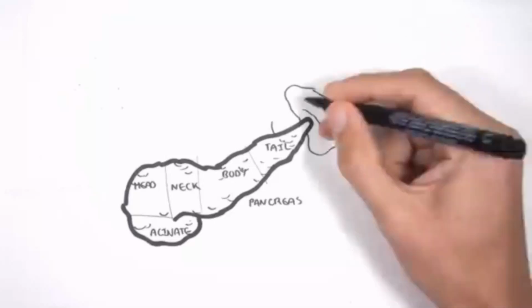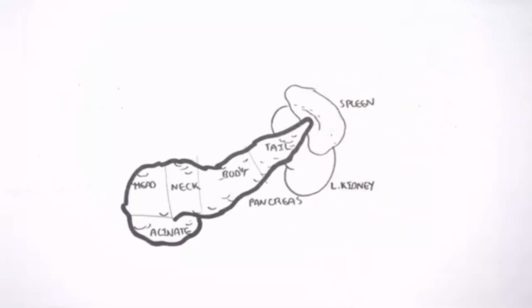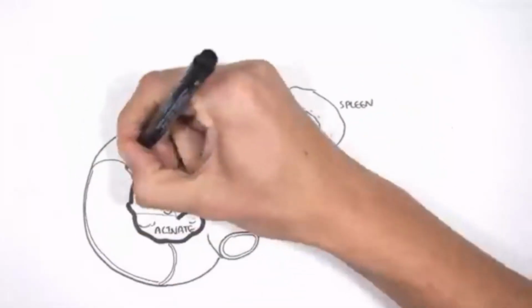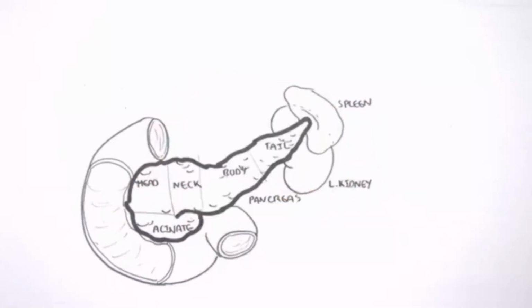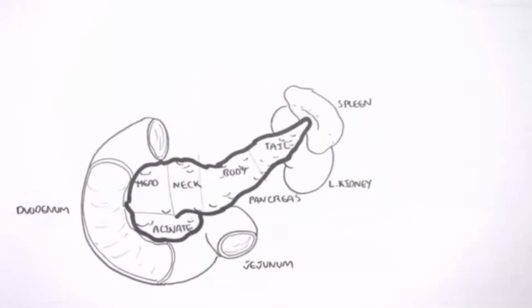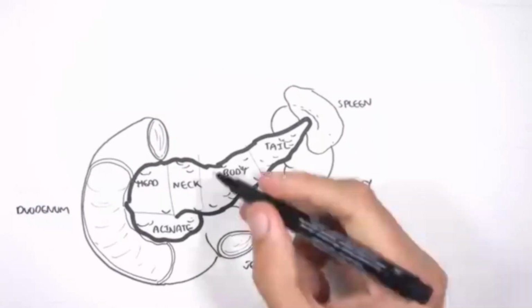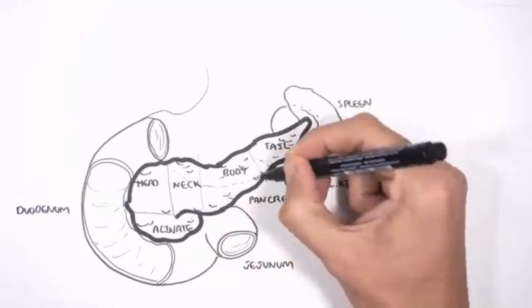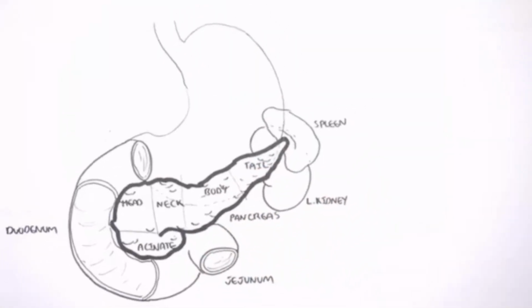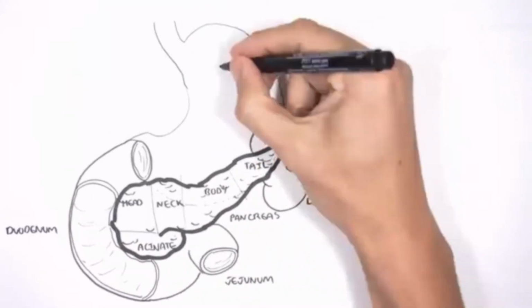Behind the pancreas sits the left kidney. The head and uncinate of the pancreas interact with the first part of the small intestine called the duodenum. The beginning of the second part of the small intestine called the jejunum also interacts with the inferior surface of the pancreas. Sitting anterior and superior to the pancreas is the stomach, which joins to the duodenum.